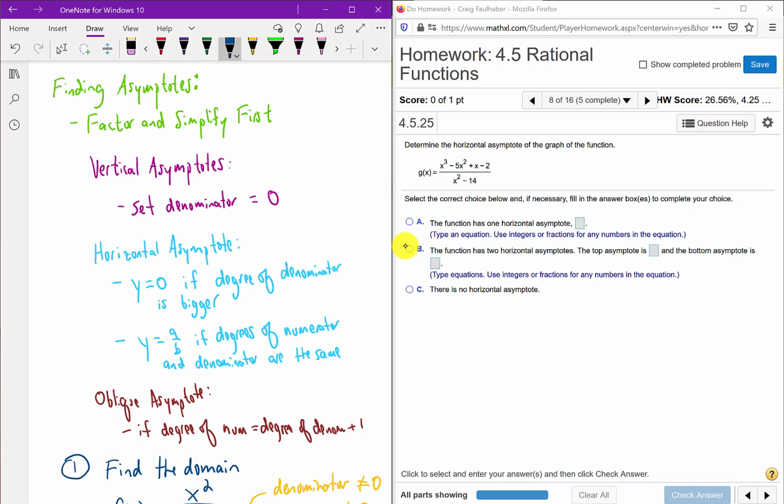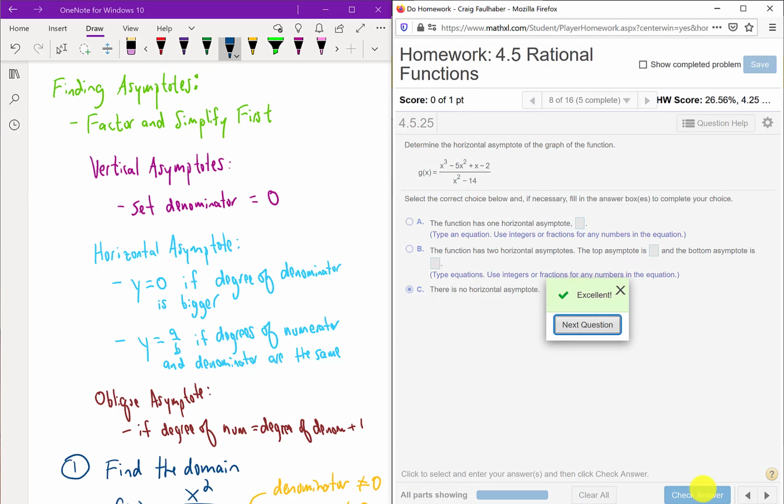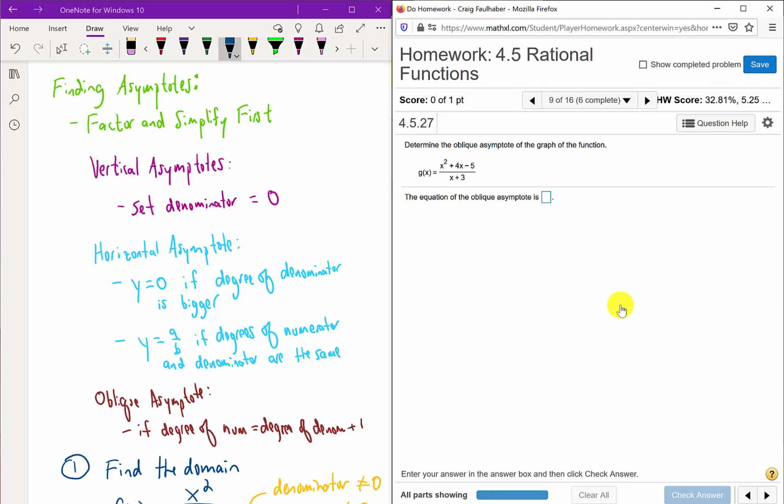They're not asking us about that. They're asking us for a horizontal asymptote, and there is none. So we're just going to answer that question and move on. Let's determine the oblique asymptote of this function.